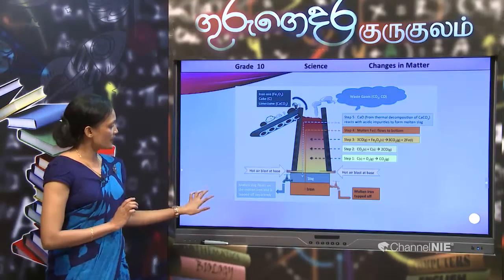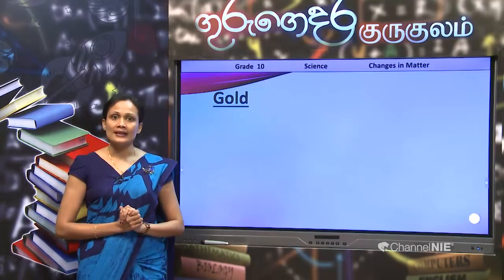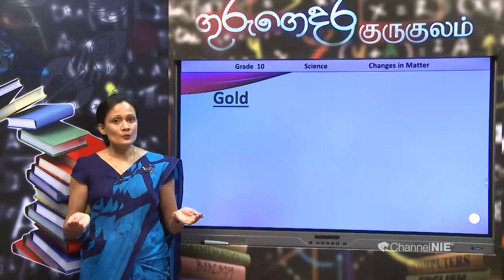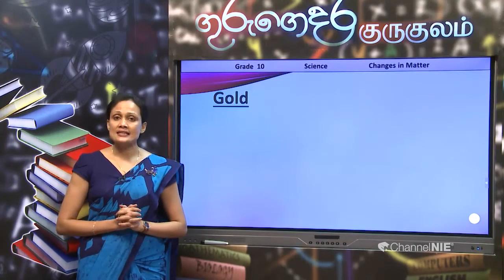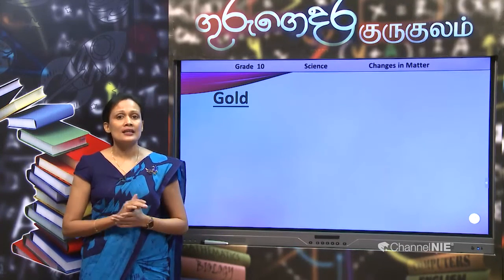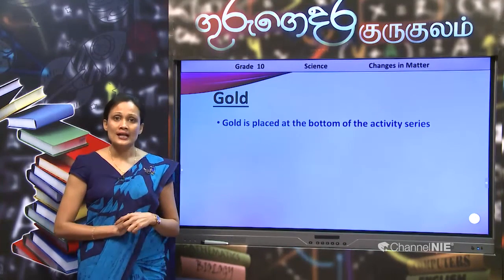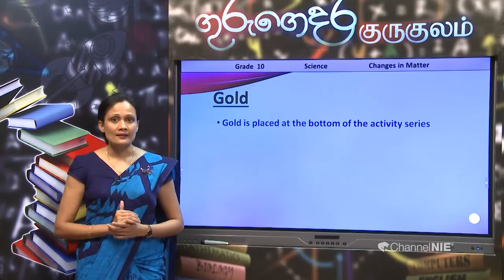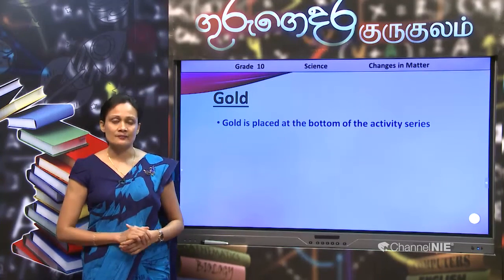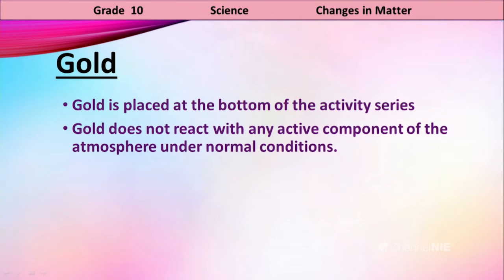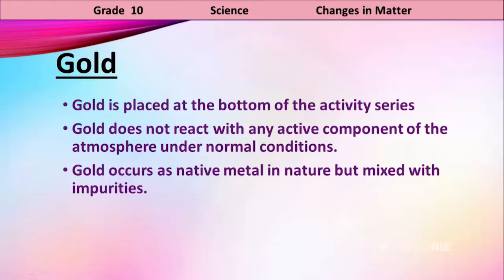Now I am going to explain how gold metal is extracted. So you know, gold is present in nature as native metal because its reactivity is very low. That's why gold is at the bottom of the activity series. Gold does not react with any active component present in the atmosphere in normal conditions. That's why gold occurs as native metal in nature.